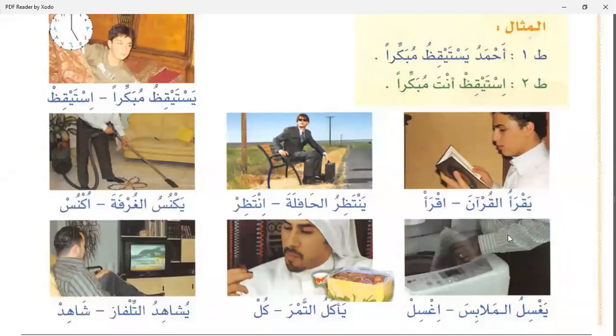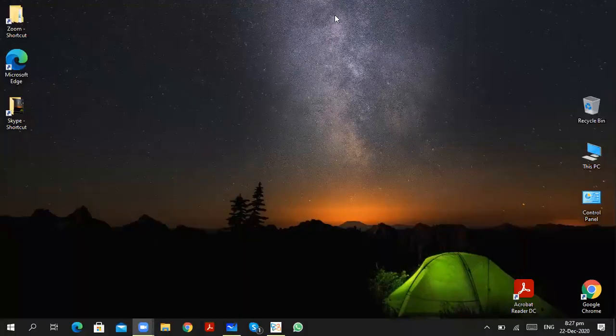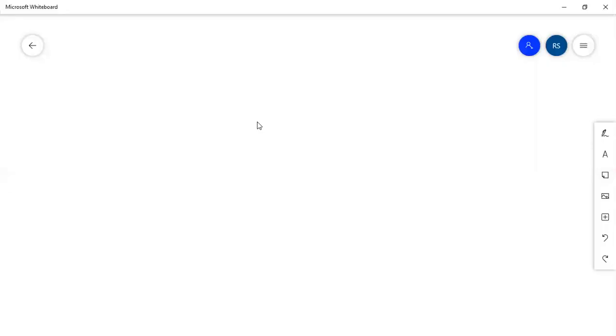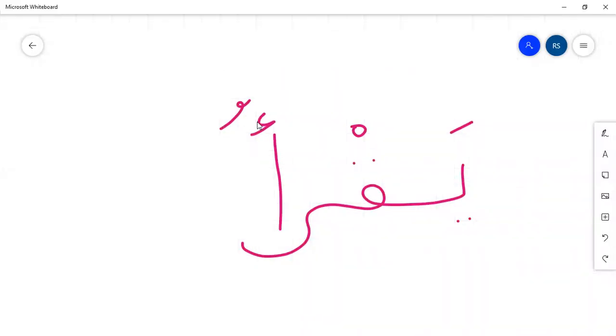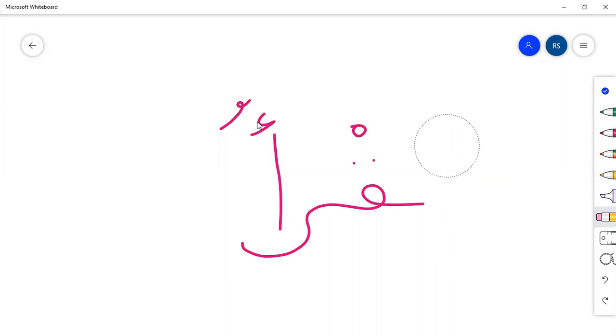So next we have verb yakrau. So who will guide me in converting this verb? Miss Rabi Shehu, tell me, how can I convert this verb? What is the first step that I need to do? Remove ya. Okay, I will remove ya. And what will I do? Replace with alif. Okay.